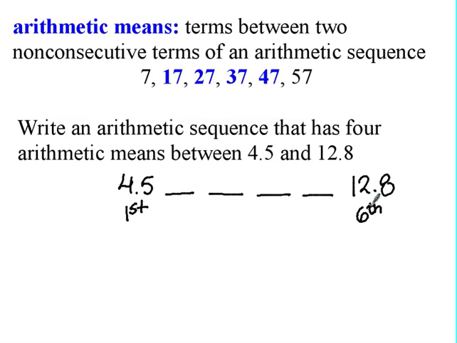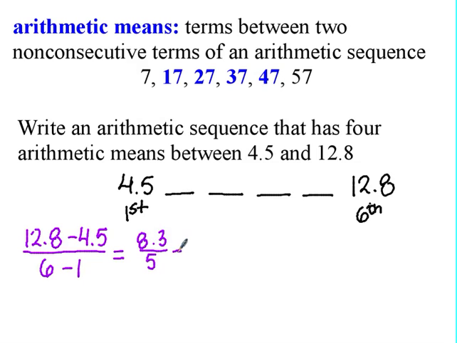So now the question is, we have to figure out what the difference is. The reason why I created a visual is because it's a little easier to see what the difference between terms is. How I find the difference is I subtract the 12.8 and the 4.5, because that's going to tell me how many numbers I have between there. So I take 12.8 minus 4.5, and then divide by 6 minus 1, because I've got 5 different terms to divide that into. What's 12.8 minus 4.5? 8.3. If I divide that by 5, what do I get?